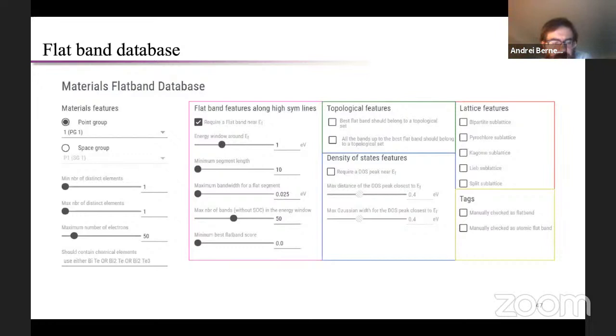And you can, of course, then build a database, which you can find here, where you can have all these features. You can look for a flat band, and you can even look for the lattice features, which materials have the lattice. So you can play around and find out. Again, it's very slow, so really playing around doesn't work, but playing around with a purpose does work.